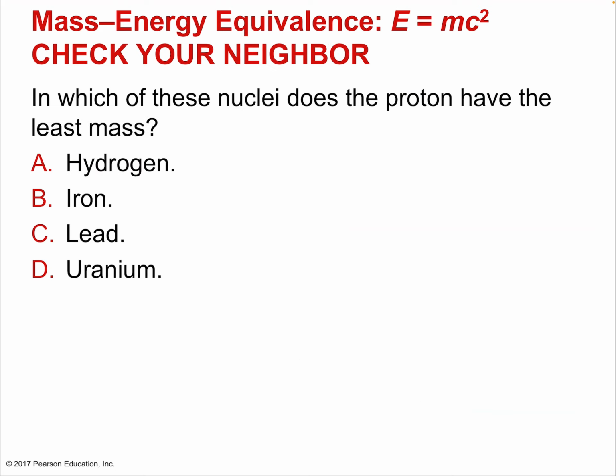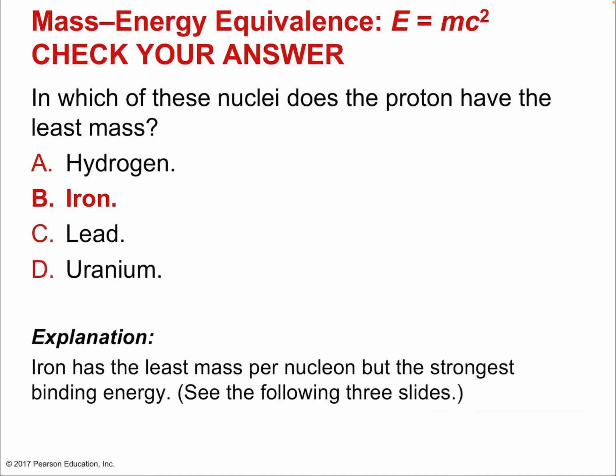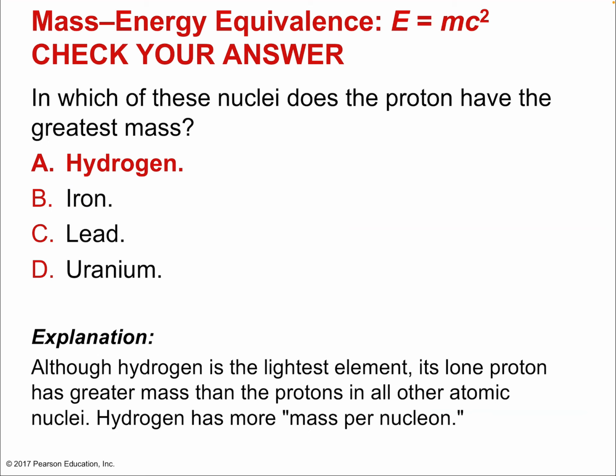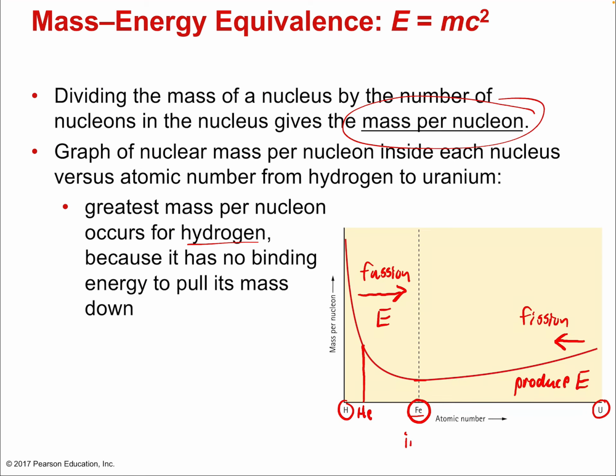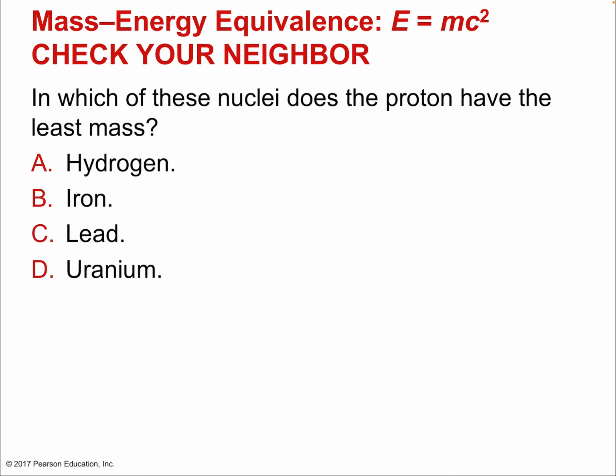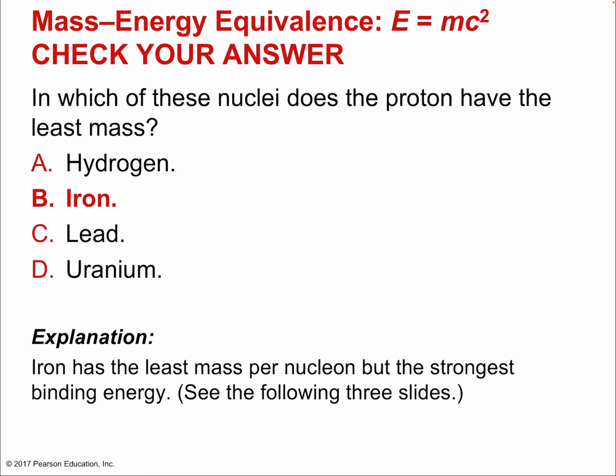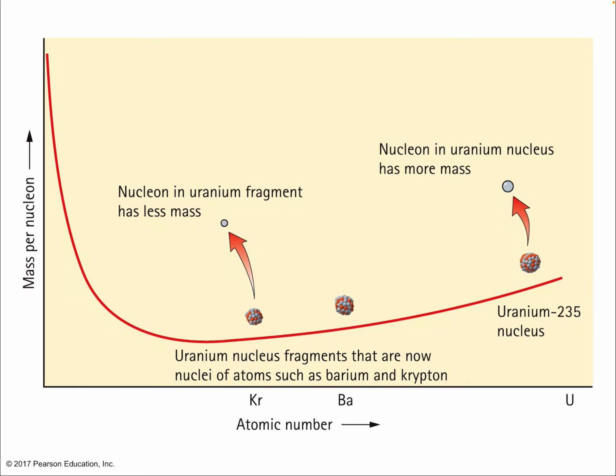And in which of these nuclei does the proton have the least mass? Do you remember? Where does the graph bottom out? What's the one that has the least mass per nucleon? Lead, right? Or excuse me, iron, not lead, iron. If I called it lead a minute ago, I'm so sorry. Because iron is Fe, right? This is iron, right here. Maybe I was thinking lead shielding for radiation, but Fe is iron. So iron is the particular element. It's a famous element for that reason, because it has the least mass per nucleon of anything in the universe. There's the graph.